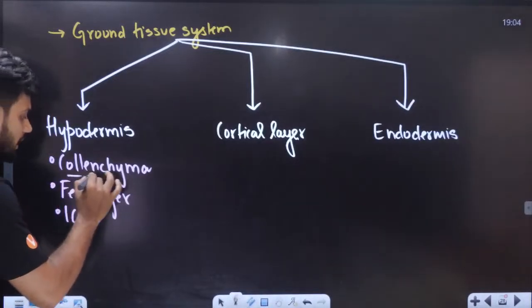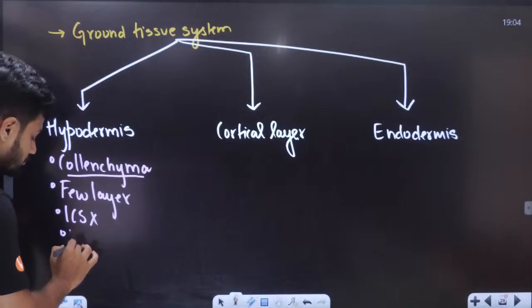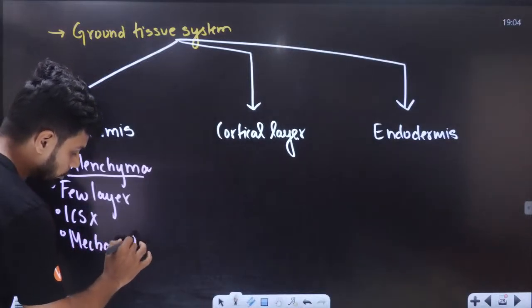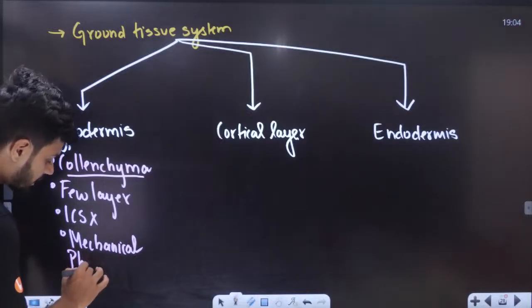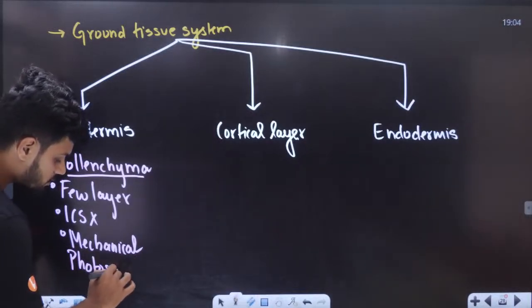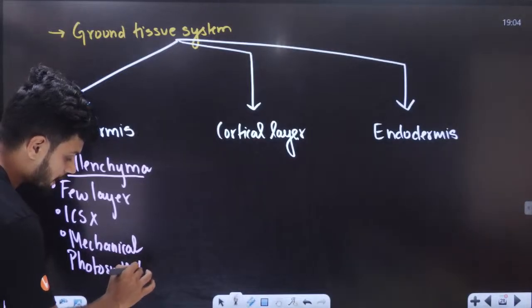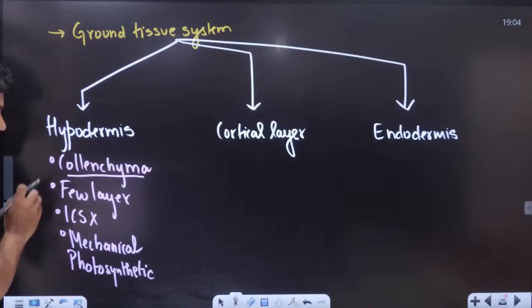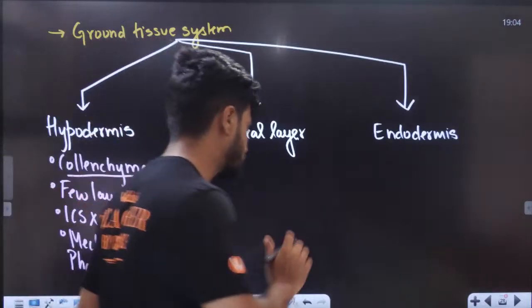Now, since it is collenchyma, students, it can provide mechanical strength and also be photosynthetic in many cases. That is your hypodermis.